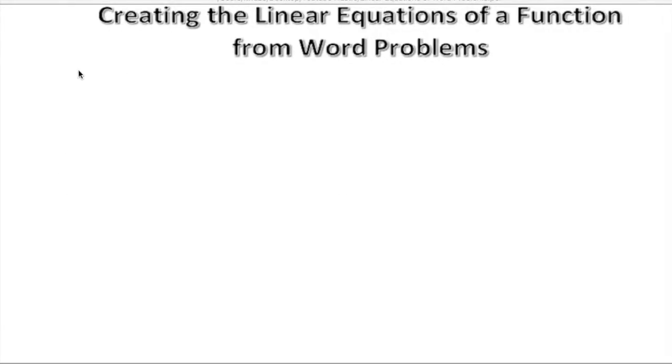So today we're going to be learning about creating the linear equation of a function from word problems, because word problems are honestly the killer of the Mandem. But first, let's just talk about linear equations in general. What makes a linear equation? To make a linear equation, we need a constant rate of change, because the slope's always the same.